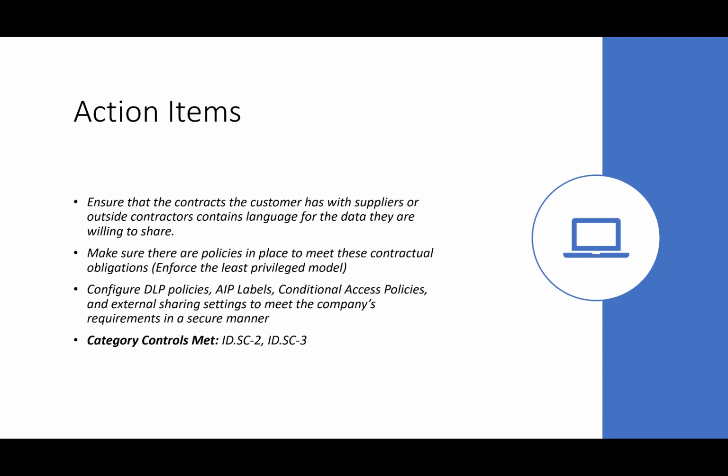Again, we want to enforce the least privilege model across the board, especially with external users. We want to configure DLP policies, AIP labels, conditional access policies, and external sharing settings to meet the company's requirements in a secure manner. So with this one, you're probably going to find a baseline level of policy set that you can implement across your customers that gives you enough security to meet most requirements.